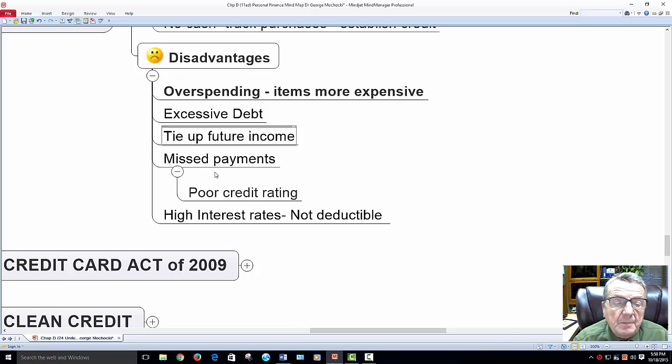From a personal standpoint, missed payments raise your rates automatically. It hurts your credit rating. You get a poor credit rating, which means if you want to buy that car, you don't get the 0%. You have to pay a higher rate because you missed your payments and are seen as a risk. It's no different in a business when they're looking at the credit rating.